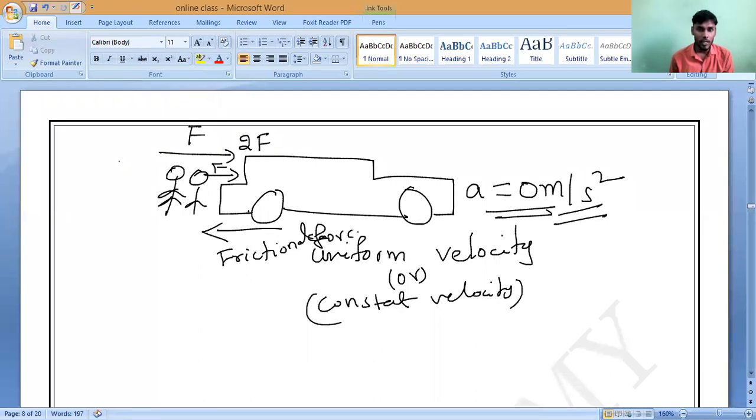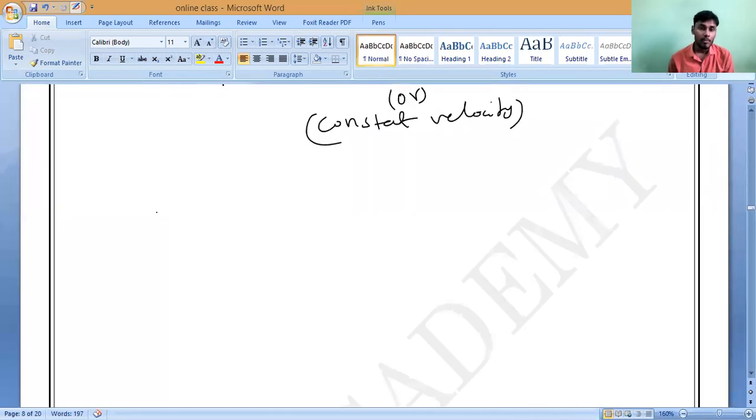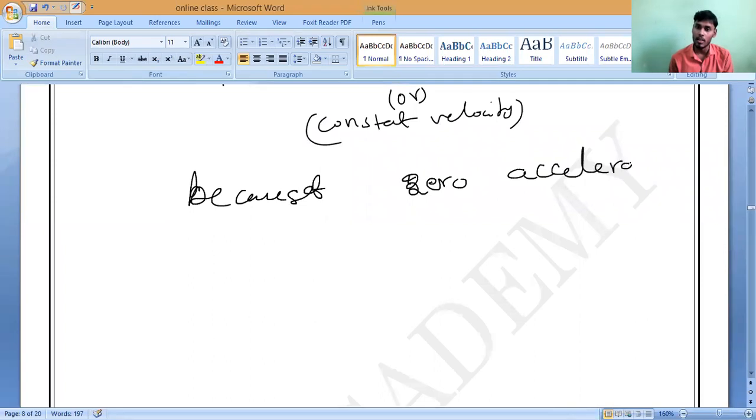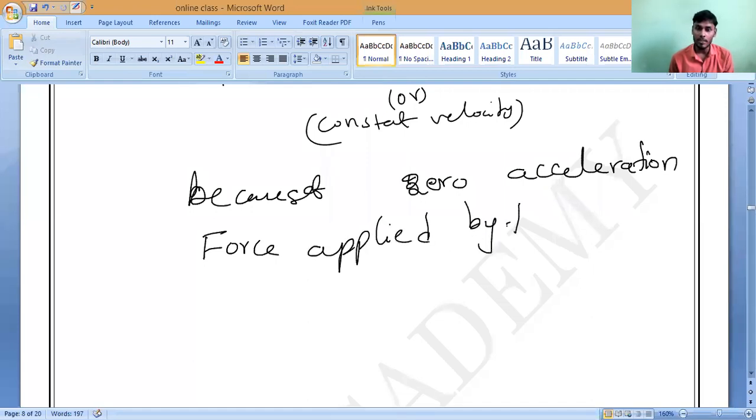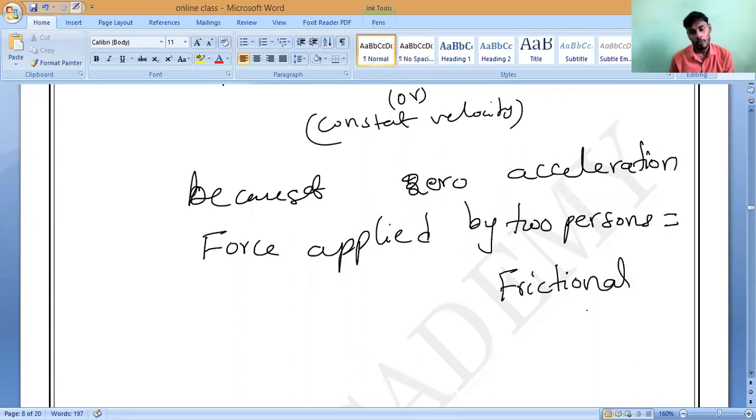All of you tell me, the frictional force is equal to 2F. Why? Because of zero acceleration, uniform velocity. Try to understand. Because of zero acceleration, the force applied by how many persons? Two persons, which is equal to the frictional force.